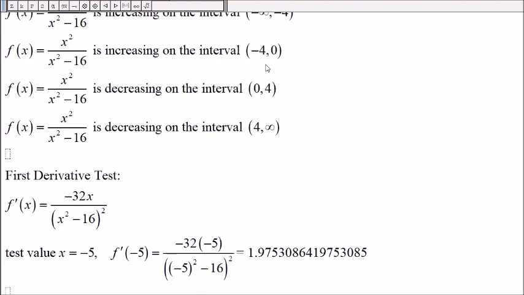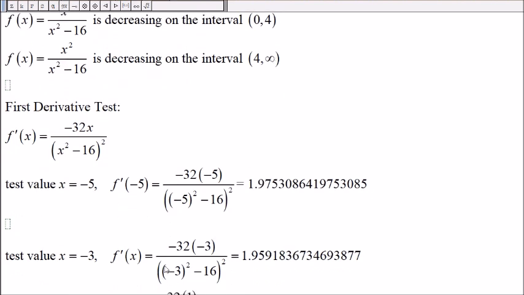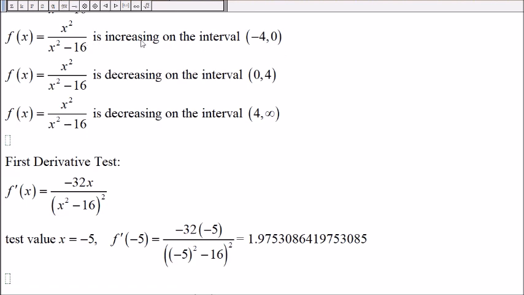And same thing here, if we pick a number from this interval, let's say we pick -3. And if we pick -3, in the place of x, we put -3 and -3. And then evaluate this, we get positive 1.95. And again, the reason the derivative is positive is that on this interval this function is increasing.